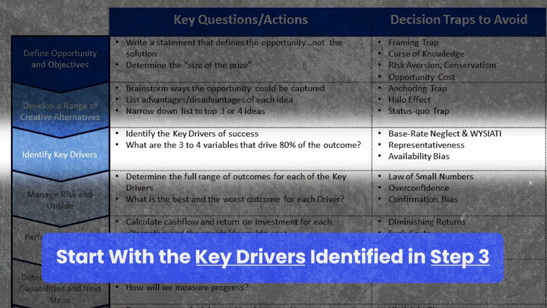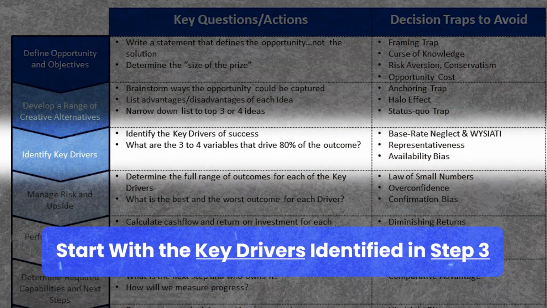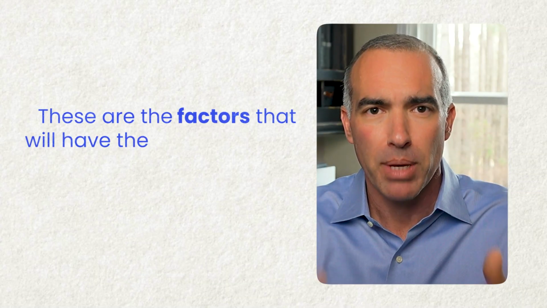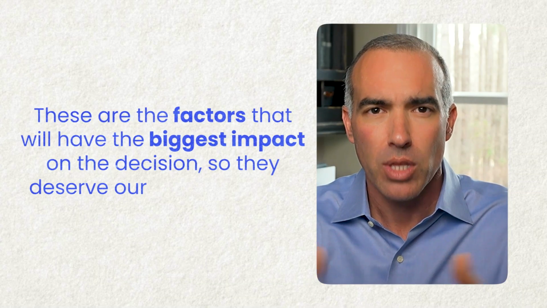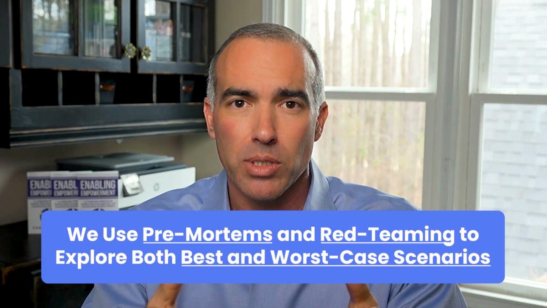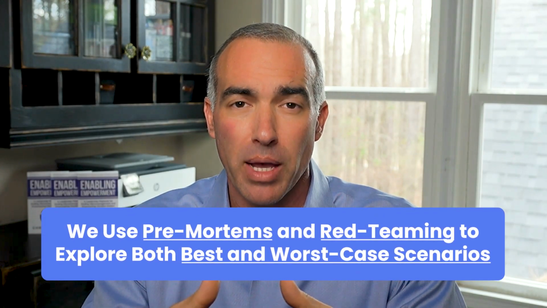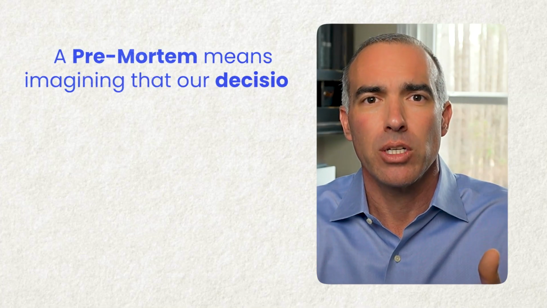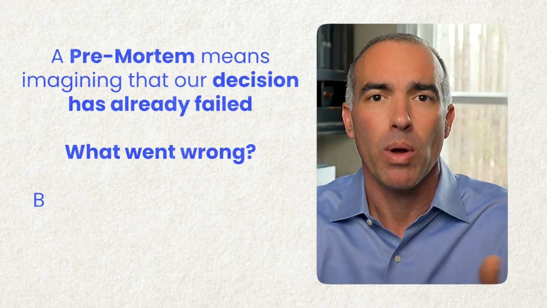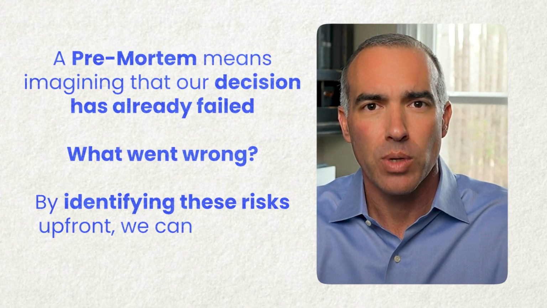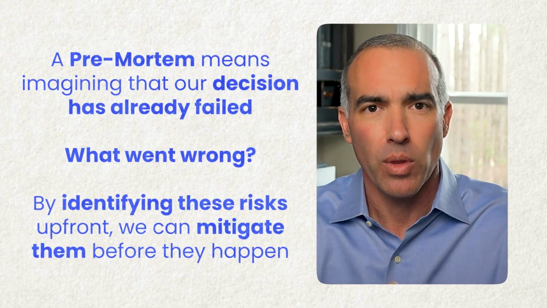First, we start with the key drivers identified in Step 3. These are the factors that will have the biggest impact on the decision, so they deserve our primary focus. Next, we use premortems and red teaming to explore both best and worst case scenarios. A premortem means imagining our decision has already failed. What went wrong? By identifying these risks up front, we can mitigate them before they happen.